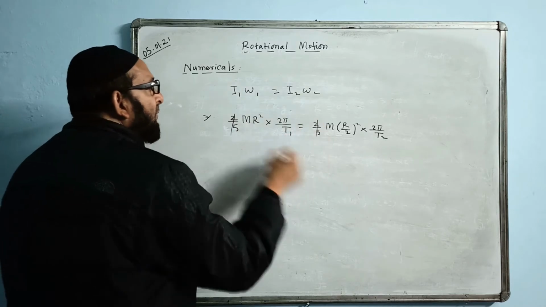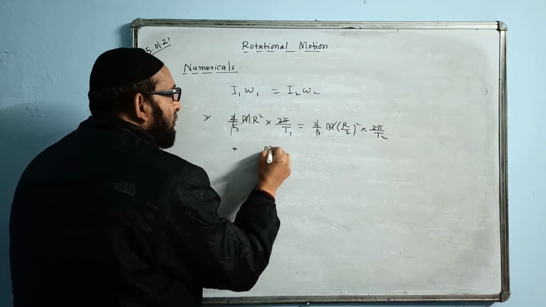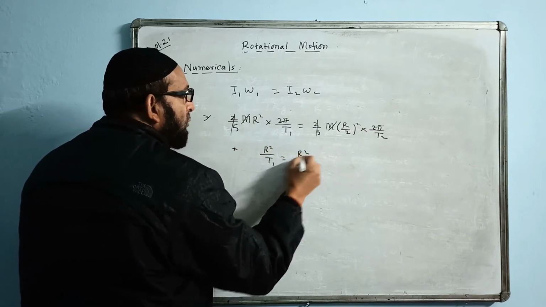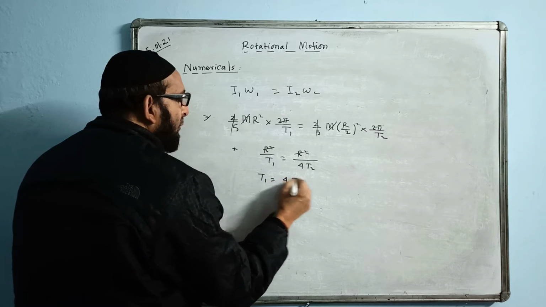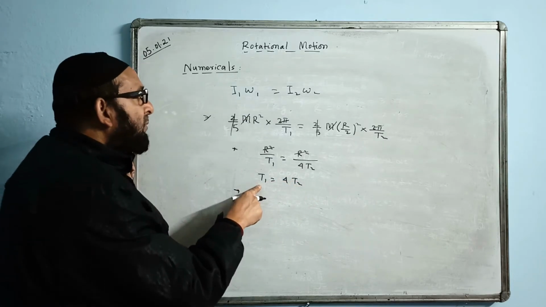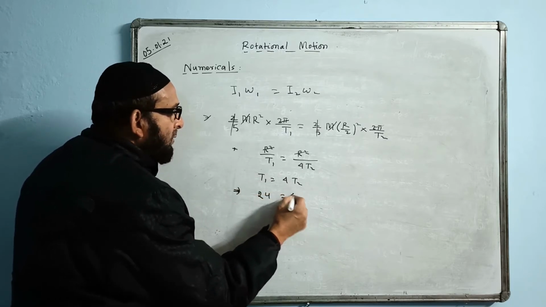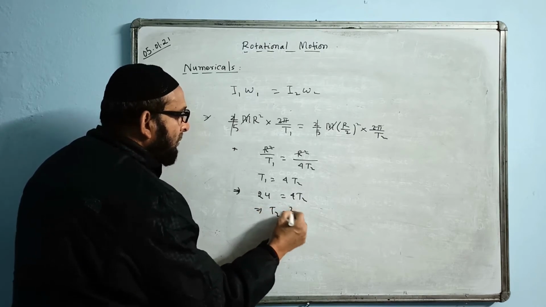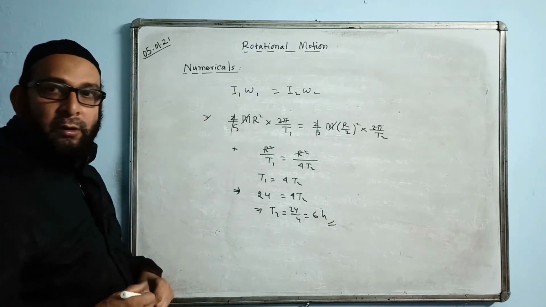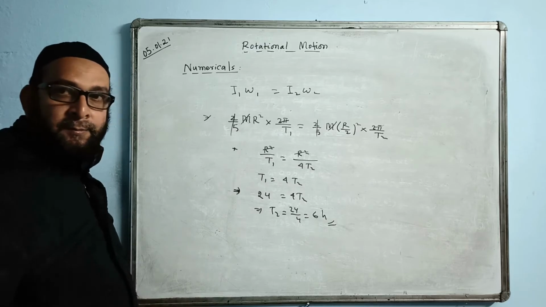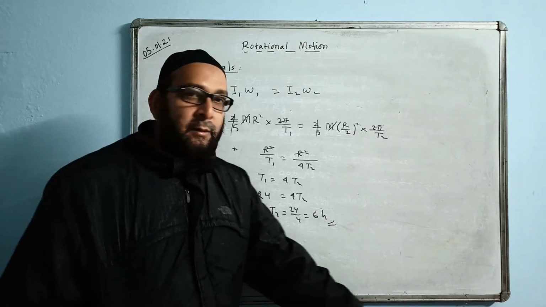Cancel. 2 by 5 cancels. M and M also cancel. 2 pi also cancels. We get r square by t1 is equal to r square by 4 t2. This and this also cancel. We get t1 equals 4 t2. t1 is the time duration when the radius is not changed, that is 24 hours, equal to 4 t2. Therefore t2 will be 24 by 4, that is 6 hours. Then the duration of the day will be shorter and equal to 6 hours. So we are using the law of conservation of angular momentum here.